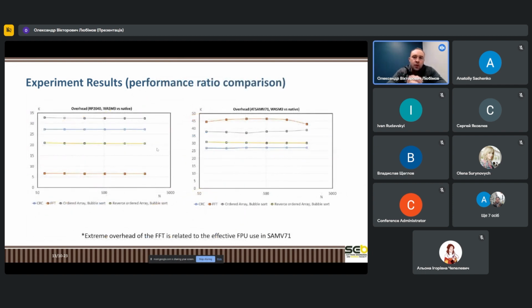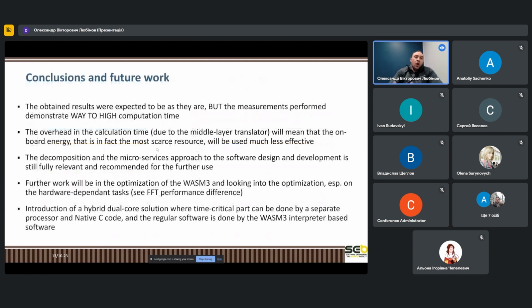If you look at the performance ratio comparison here on the left side, you can see the performance if we count the native performance as 0 on the y-axis. Then you can see the relative ratio comparison of the WASM3-based container engine, and this is apparently disappointing because this is really a big overhead, unfortunately.